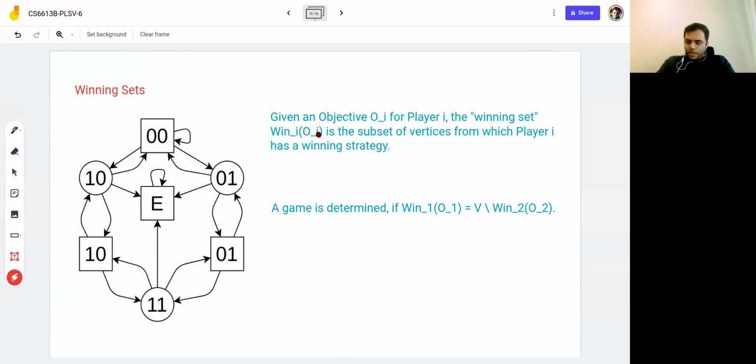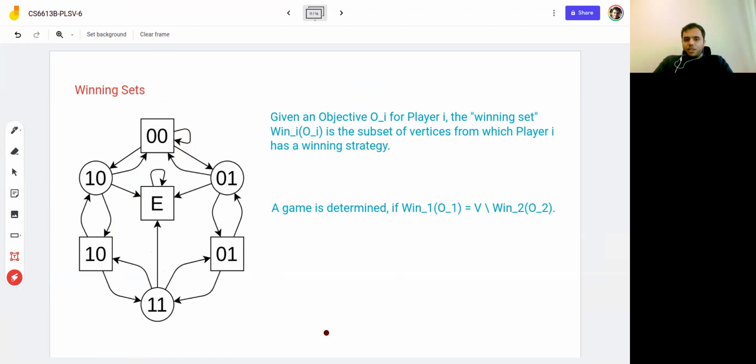And now here's another really important definition, and this session is mostly about definitions, but hopefully we can also see an algorithm soon. We say that the game is determined if the winning sets of the two players are complements of each other. So it basically means that we can divide the vertices in two sets. For example, these are the vertices in which player one has a winning strategy, and these are the vertices in which player two has a winning strategy.